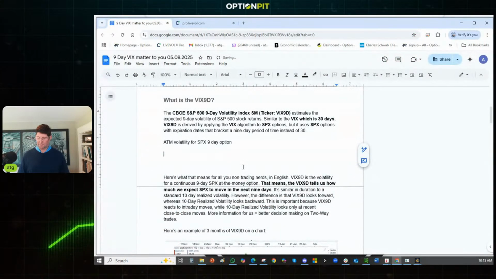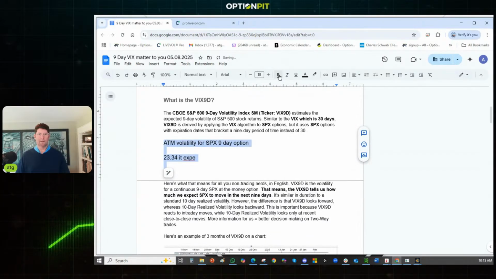So at 23.34, it's very close to 24. It expects, and I'll write this a little bigger for everybody, it expects near 1.5% per day in SPY, SPX. Again, SPX is just 10 times SPY.